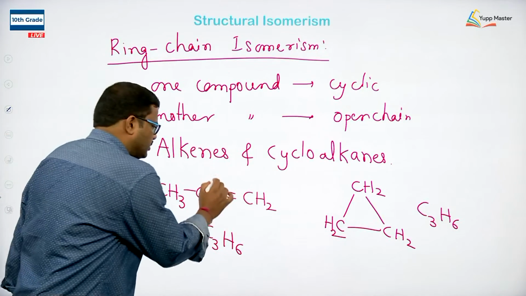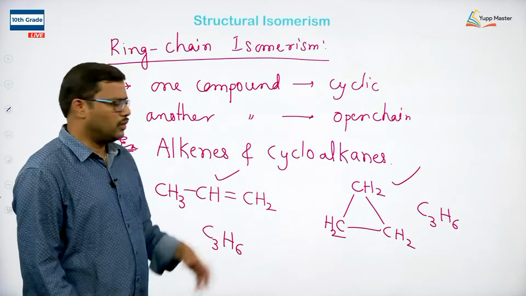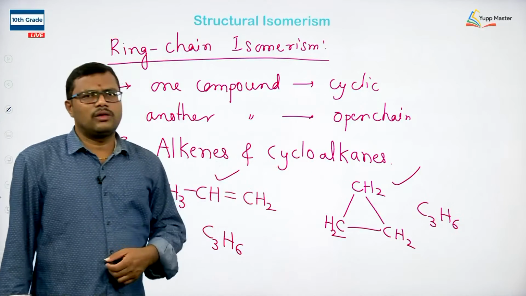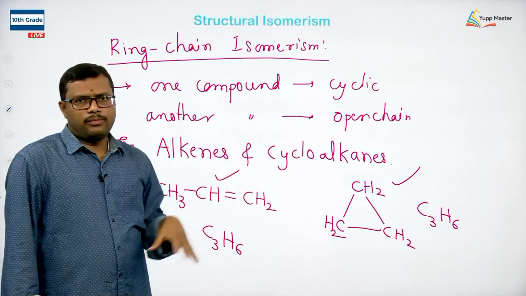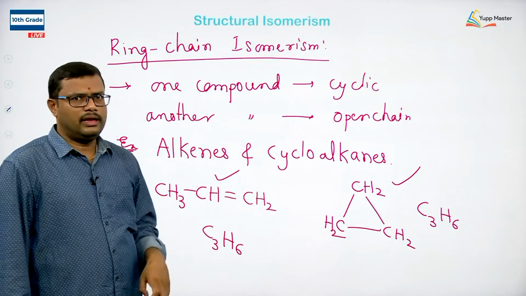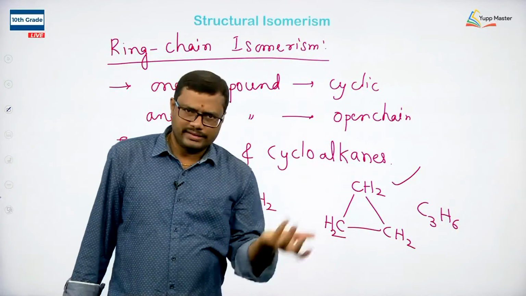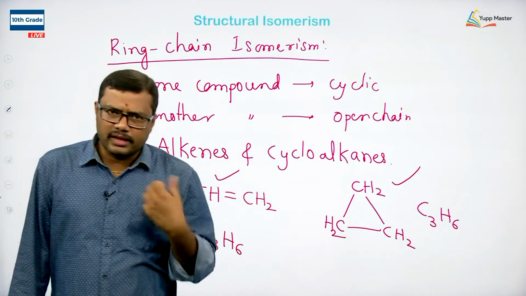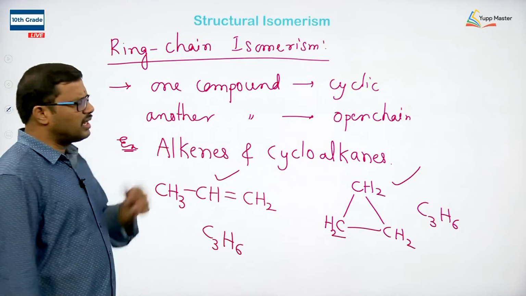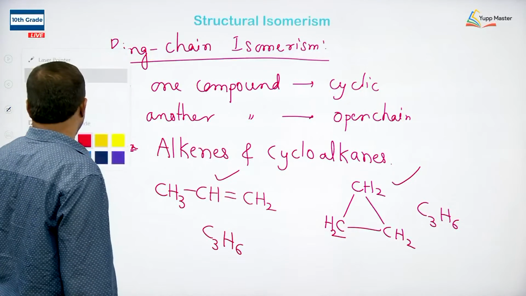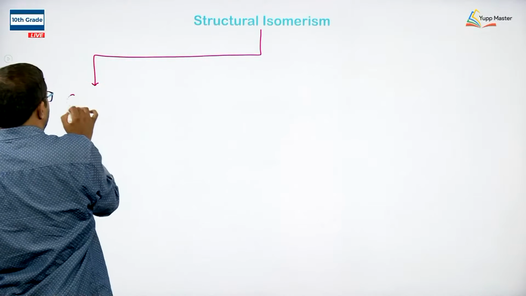So, one is an open chain compound, the other is a ring or cyclic compound. So, these two, alkenes and cycloalkanes, exhibit ring chain isomerism. The compounds will have the same chemical formula, but one compound will be in cyclic fashion and the other will be in open chain fashion, and thereby they exhibit ring chain isomerism. So, these are the different types of structural isomerism that we come across in the classification of structural isomerism.